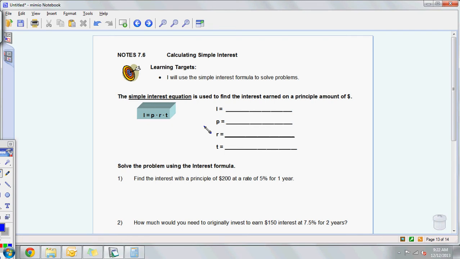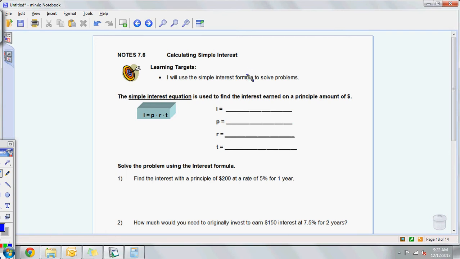Hello everyone. We're going to talk about some interest today in your 7.6 notes. And let me tell you a little something about interest. Interest can be really, really awesome for you, or interest can be really, really stinky for you. I'm not sure if you guys have bank accounts or not, but interest when you have a bank account is awesome because if you keep a lot of money in the bank, the bank pays you some interest to have that money in the bank. So interest can be money in your pocket that way.